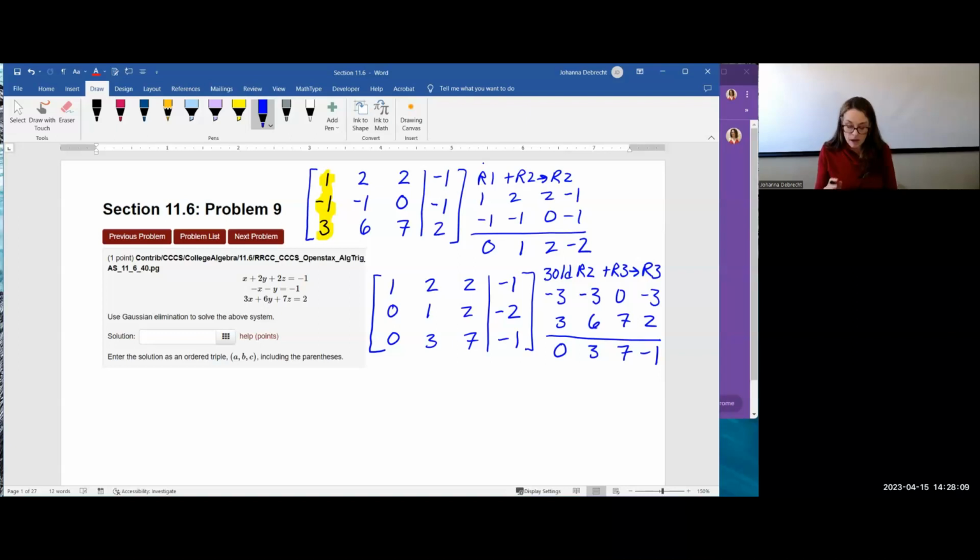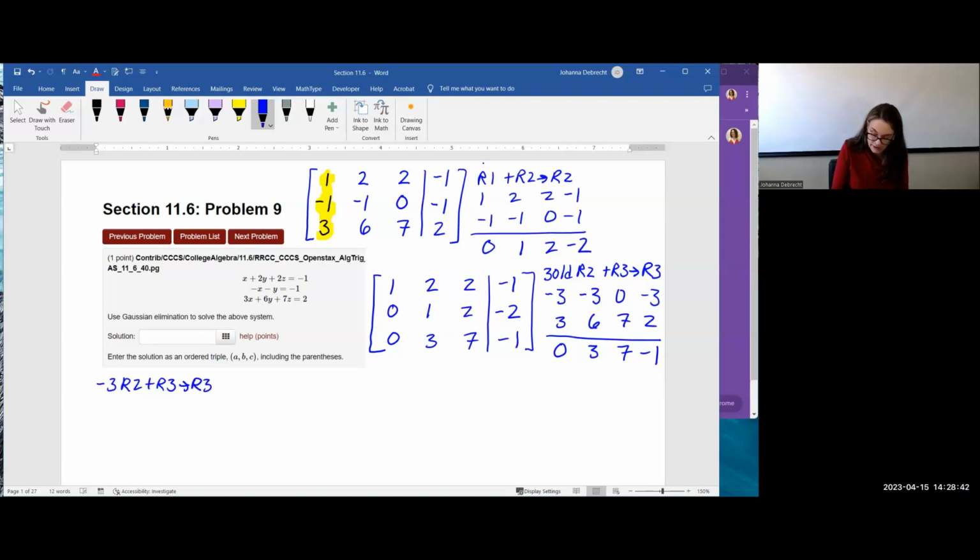Now I need to fix column 2. In column 2, and row 2, I need to have a leading 1, which I have in row 2. So I kind of like that. I'm going to leave that alone. For Gaussian elimination, I need to use the 1 to get rid of the 3. So I'm going to take my new row 2, multiply it by -3, add it to row 3, and put it back into row 3.